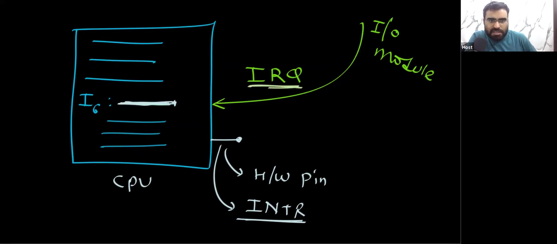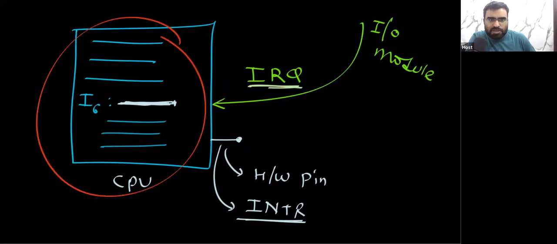After executing this instruction, the CPU will check the interrupt pin and see that there is an interrupt. The CPU will see that the I/O module has sent an interrupt. Now what will the CPU do? Now the CPU will save this work, whatever work the CPU was doing, the program it was executing.